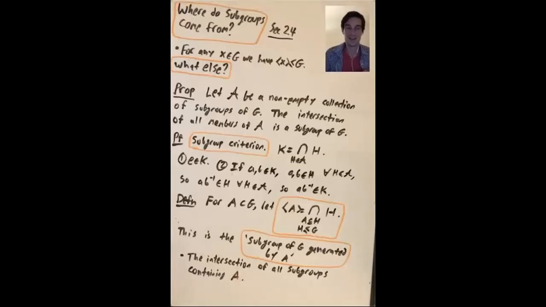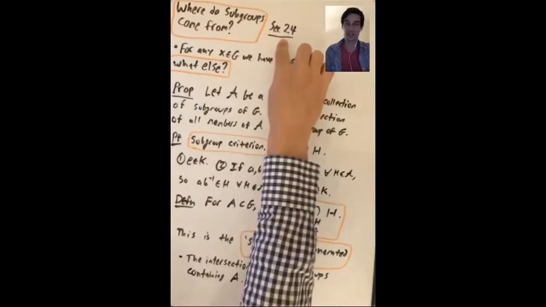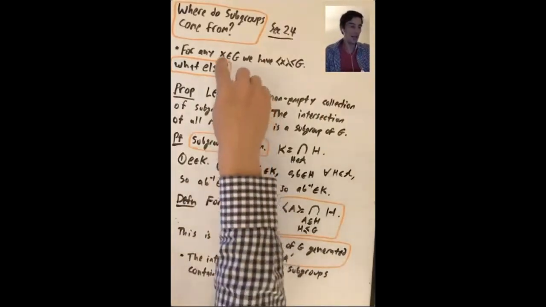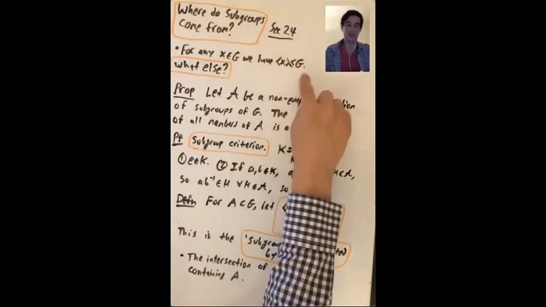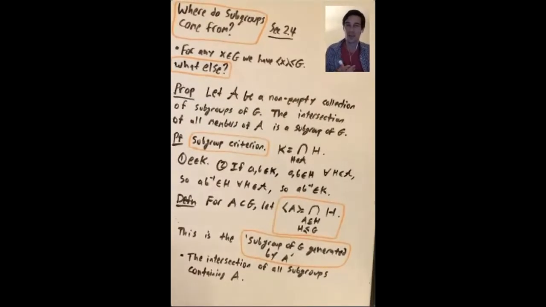In this video, I want to further our discussion of where subgroups come from. The reference for this video is section 2.4 of Dummit and Foote. We've already talked about cyclic groups. So we know that for any x in G, the cyclic subgroup generated by x is a subgroup of G. But what else? What about subgroups that are not cyclic? How do we find those?